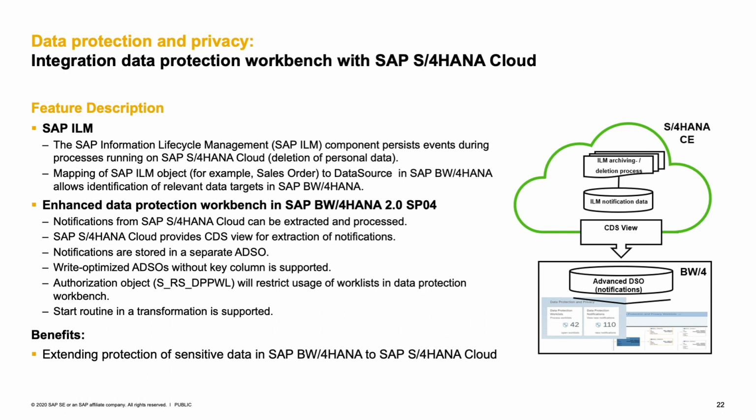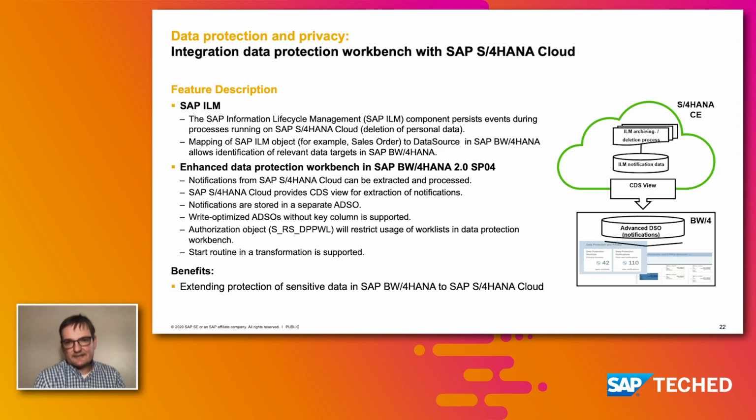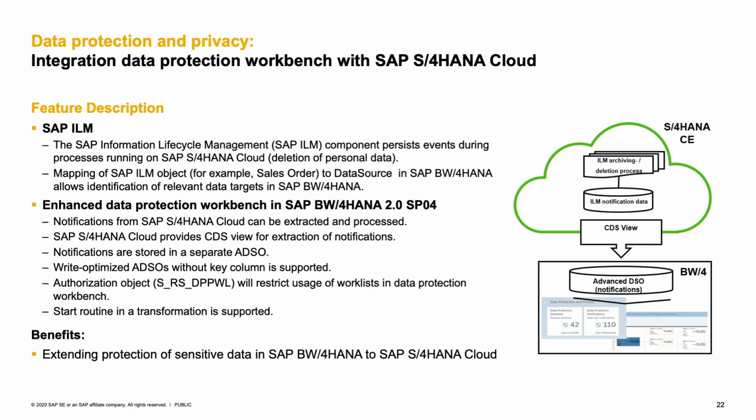That means whenever sensitive data is deleted from an ILM managed SAP source system, then a notification is generated, and this notification can be extracted to BW for HANA. And from there, those notifications are stored in just a standard advanced DataStore object, which then is the basis for the Data Protection Workbench. So you don't have to worry about this data flow and this data logistics. All of those objects which are needed to run the Data Protection Workbench are shipped as part of the technical content. So you don't have to model them on your own, of course.